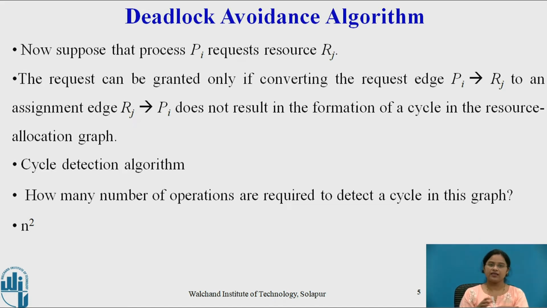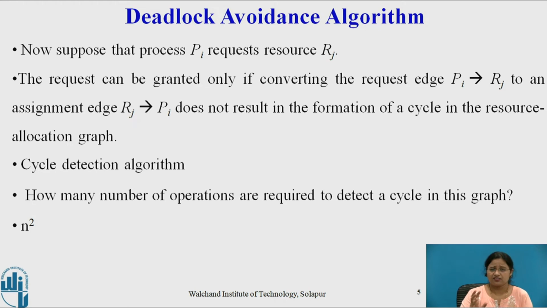Now, what I am saying is that a claim edge is a future request by that process. Whenever the process makes that request, that claim edge is converted into a request edge, and the resource will be allocated if and only if that request edge does not form a cycle, and that cycle is identified using the cycle detection algorithm.